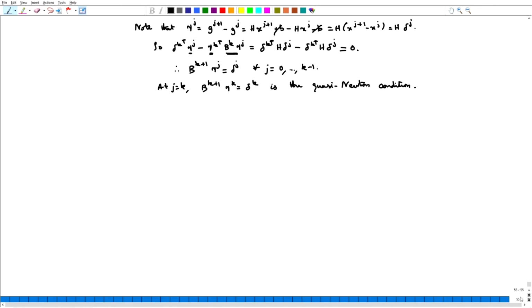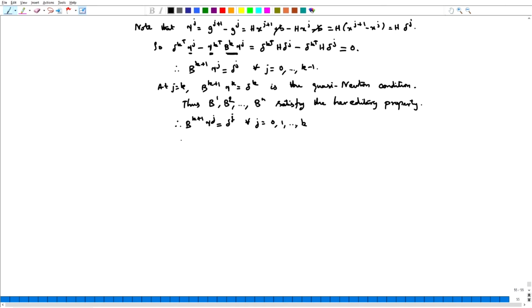Okay. So, now let us consider the case when k equal to n. So thus, b1 b2 dot dot dot bn satisfy the hereditary property. Okay. So, therefore, b k plus 1 gamma j equal to delta j for all j equal to 0 to k. Okay. So, applying this for n, you have b n gamma j equals delta j for all j equal to 0 to n minus 1.